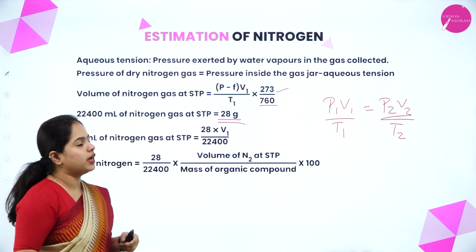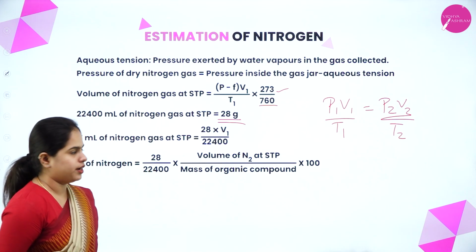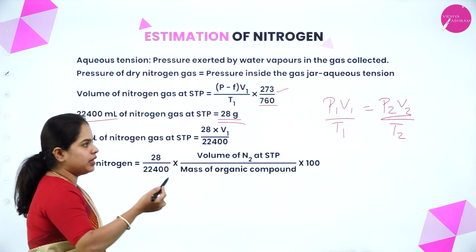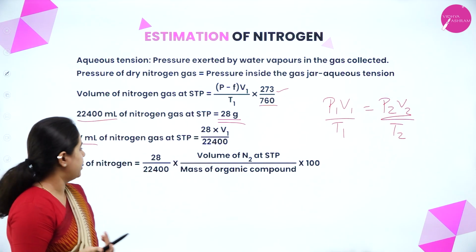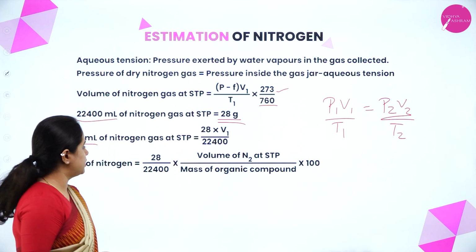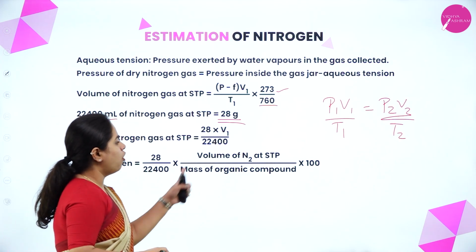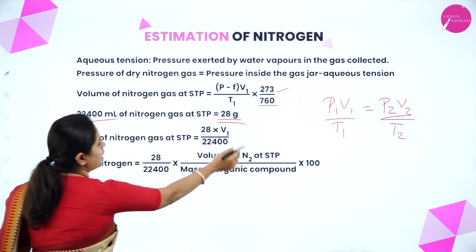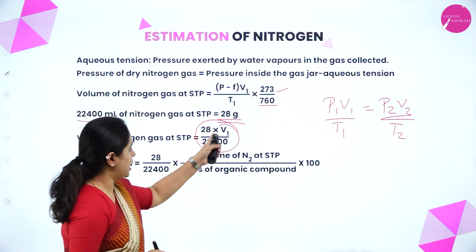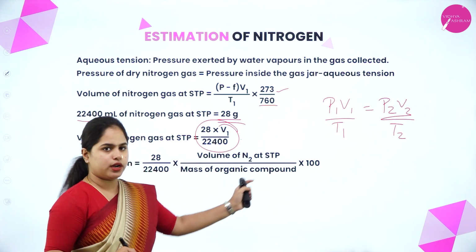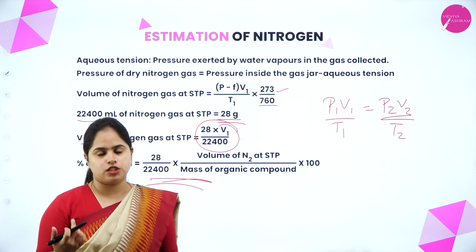Okay. And then V1 ml of nitrogen gas at STP will contain 28 into V1 by 22,400. Okay, so if 22,400 ml is containing 28 gram, then V1 will contain 28 into V1 by 22,400, right? Okay. Now, finally, how will we calculate the percentage of nitrogen? It is 28 by 22,400, which is the molar volume, into the volume of nitrogen gas at STP. This volume of N2 at STP is calculated from this equation, divided by the mass of organic compound, into 100. So this is the final equation from which you can calculate the percentage of nitrogen, right?